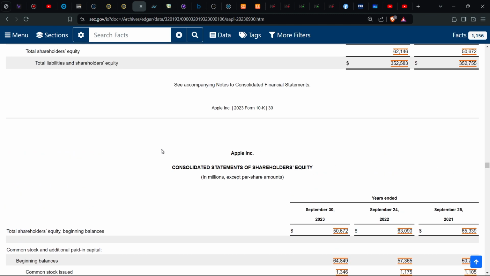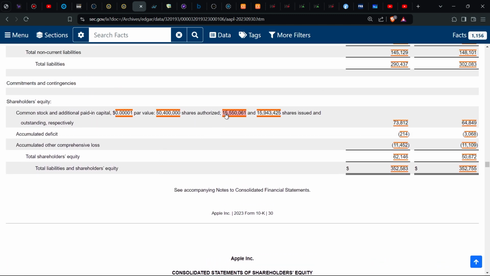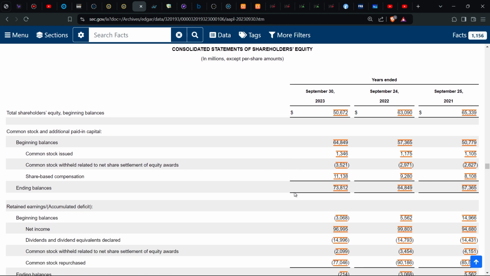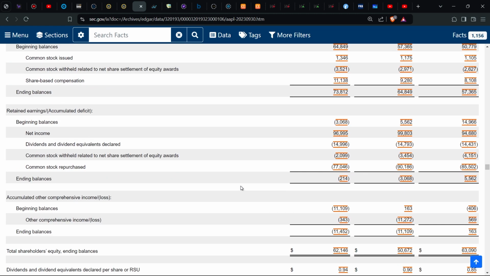Okay, the common stock, this is 15 billion shares. These 15 billion shares, what they are worth on the balance sheet is not the same as what they are worth on the open market. So there's a book value of the share price and the market value of the share price. Allow me to talk about that.